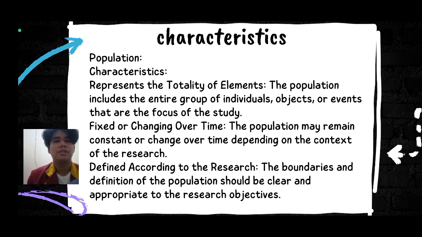And then population. The characteristic: it represents the totality of elements. The population includes the entire group of individuals, objects, or events that are the focus of the study, fixed or changing over time. The population may remain constant or change over time depending on the context of the research, defined according to the research. The boundaries and definition of the population should be clear and appropriate to the research objectives.